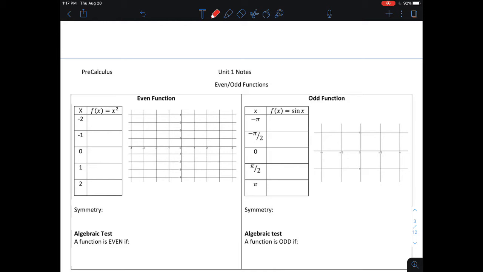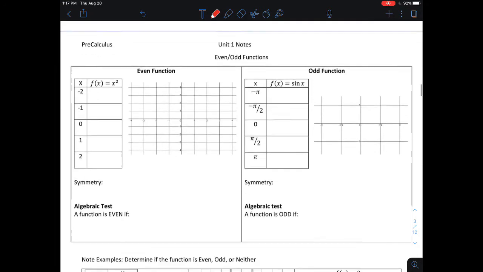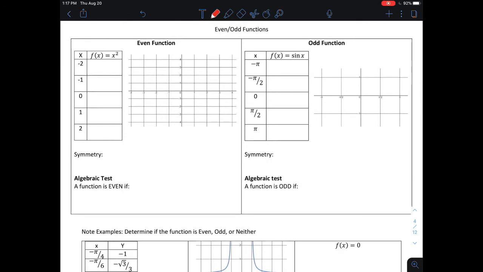In this video, we're going to talk about the difference between even and odd functions and some of the characteristics they might have graphically, in a table, and how to determine it from an equation. And so what I have here are two examples of functions that are even and odd functions respectively.